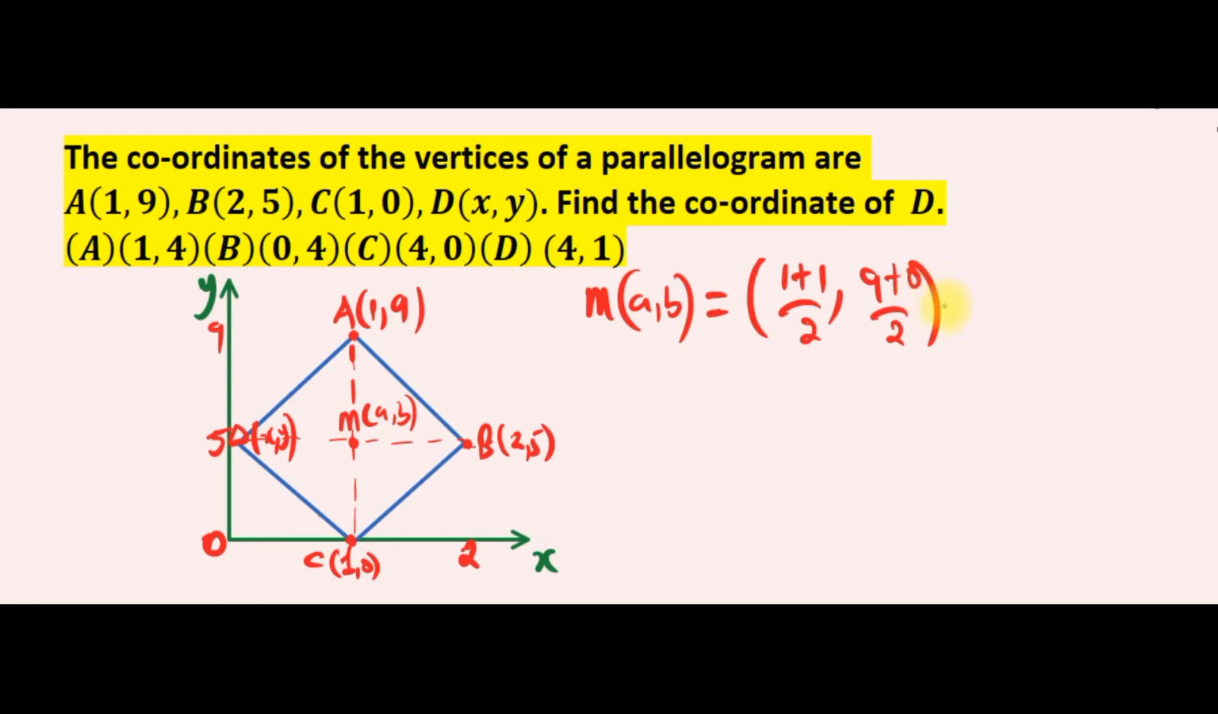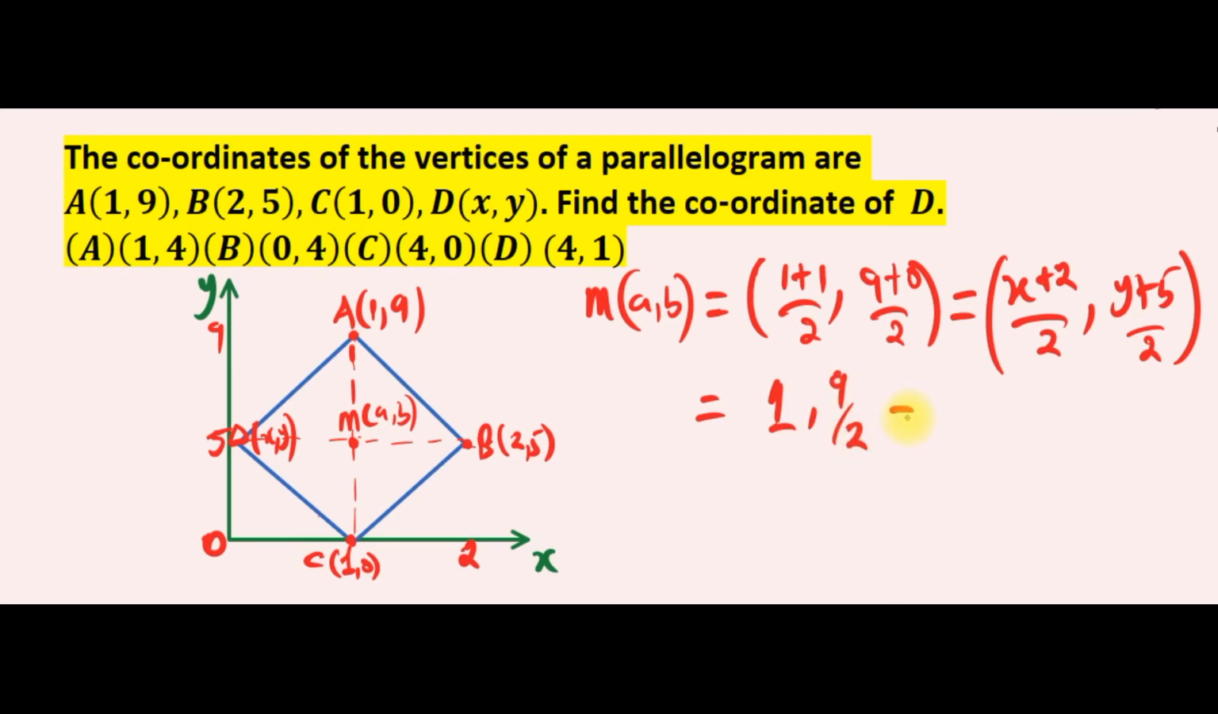So it must also be equal to (x plus 2) over 2, (y plus 5) over 2. They are the same as this is the middle. Whatever is here must be the average of these coordinates. So we have 2 over 2, which is 1, and 9 over 2, which must be equal to (x plus 2) over 2, (y plus 5) over 2.